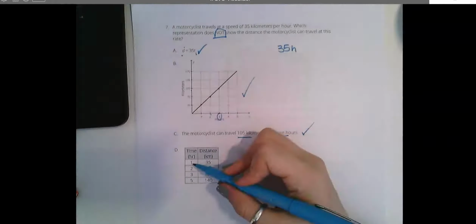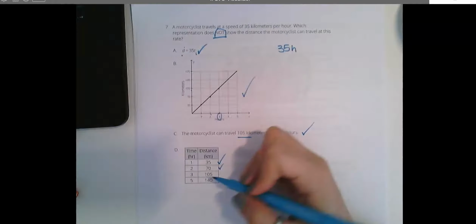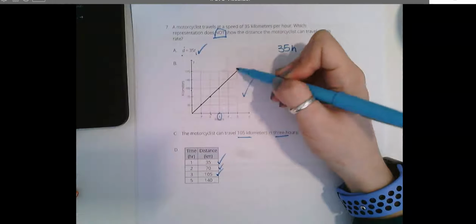Alrighty, let's see. 1 hour, 35 kilometers. Yes. 2 hours, 70 kilometers. Yes. 3 hours, 105. Yep. 5 hours, 140. Let's see. Oh, no. This is my answer because this one is wrong. 140 represents 4 hours, not 5 hours. Moving along.